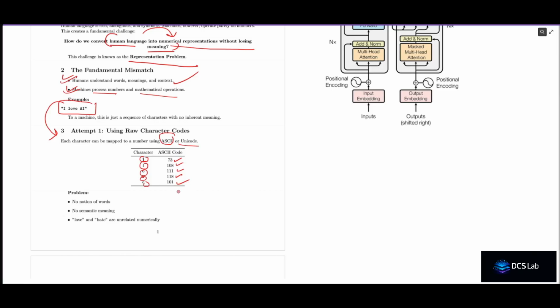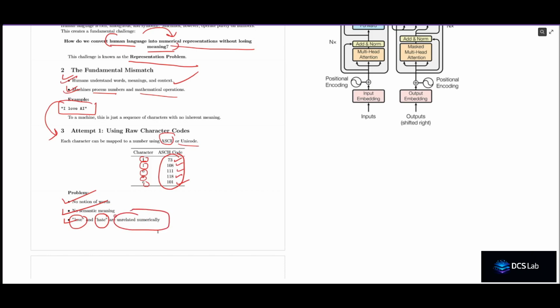But then, what is the problem with this? The problem is there is no specific meaning to these numbers that we have generated. There is no semantic meaning, because there is no relationship between the word love and hate. If I just assign them numerical values without a proper formula or relationship, they are just assigned based on the ASCII code. Now, this nowhere captures any meaning of the words.